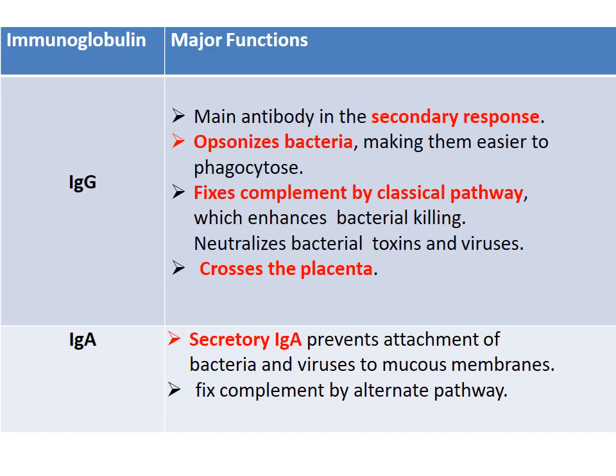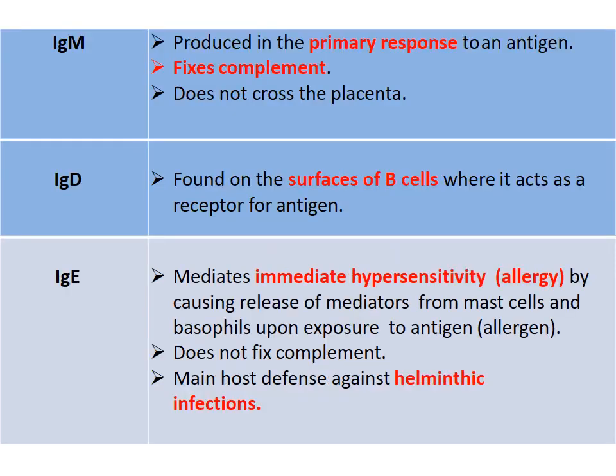Primary response antibody is IgM. IgG has low molecular weight, so it can cross the placenta, produce hydrops fetalis, and activate complement by the classical pathway. Okay. IgA, the main antibody for secretion, secretory IgA. It cannot fix complement by the classical pathway but can fix complement by the alternate pathway. IgM, antibody of primary response, can fix complement by the classical pathway but cannot cross the placenta because it is high molecular weight and a pentamer.